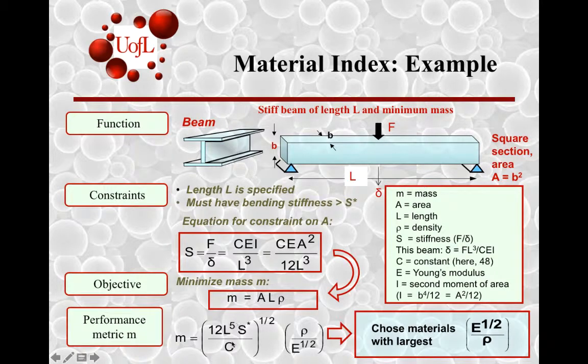If you look closely, you have a functional relationship over here. You have a geometric consideration over here, and you have a material index consideration over here, and the product of those three end up defining the overall performance metric.